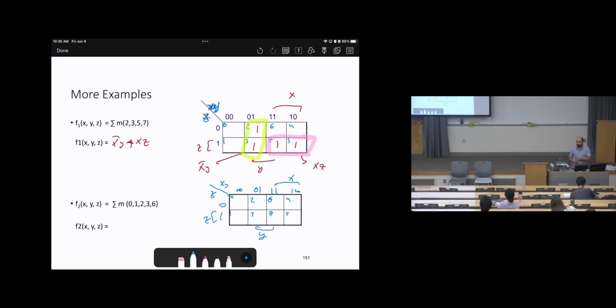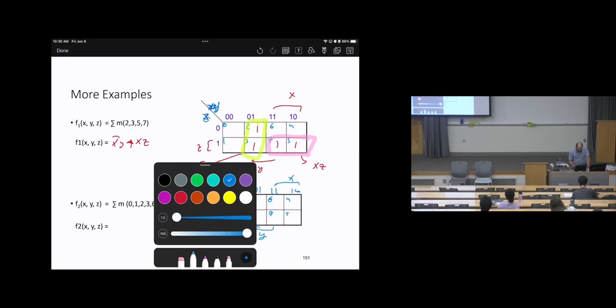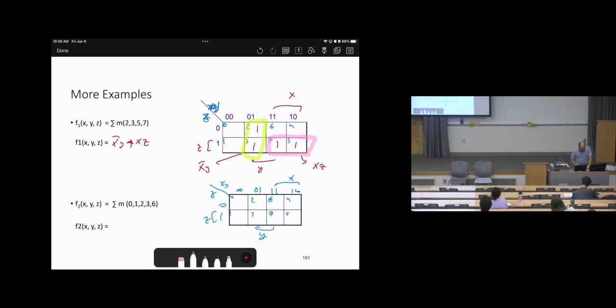Okay, what's your answer? X bar plus x, y, z bar. Actually, my answer is x bar plus y, z bar. Let's draw this and see why the other term is different than yours.